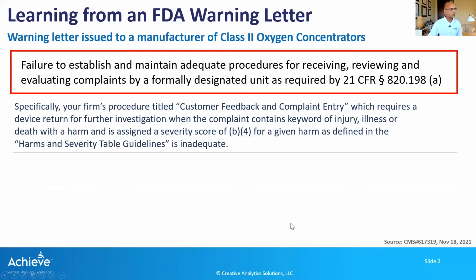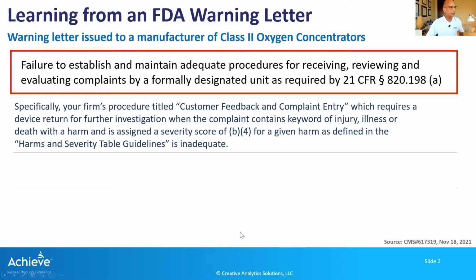Specifically, your firm's procedure titled Customer Feedback and Complaint Entry, which requires a device returned for further investigation when the complaint contains keyword of injury, illness, or death with a harm and is assigned a severity score of blank for a given harm as defined in the harms and severity table guidelines is inadequate. So they have a harm severity table, which a lot of people have, and they have severity ratings for different harms. Now they are utilizing those severity ratings in their complaints procedures to make decisions about requesting devices back for investigation. That's what is happening.